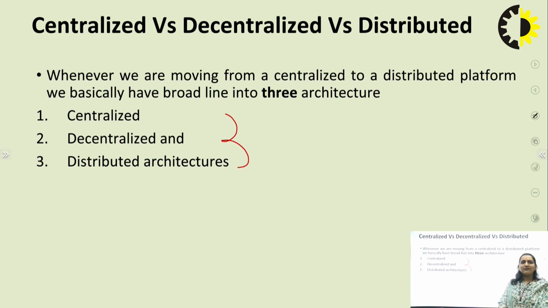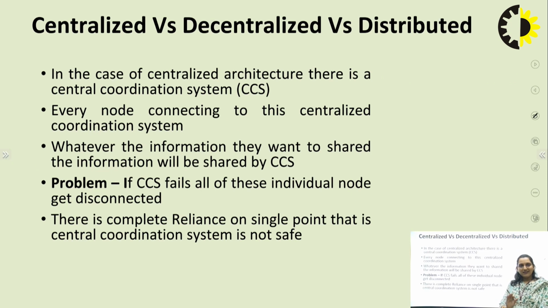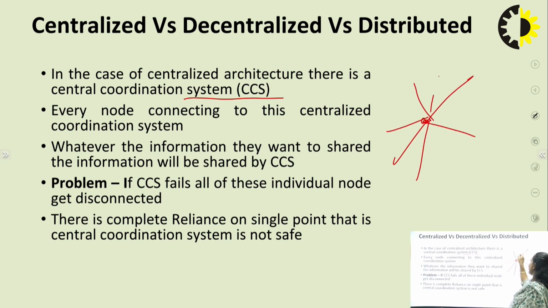First, we will go for the centralized one. In centralized, we have a central authority, that is the central authority system, or CCS. Every node connects to the central authority system because we have this architecture. So everyone is connected to a centralized one.